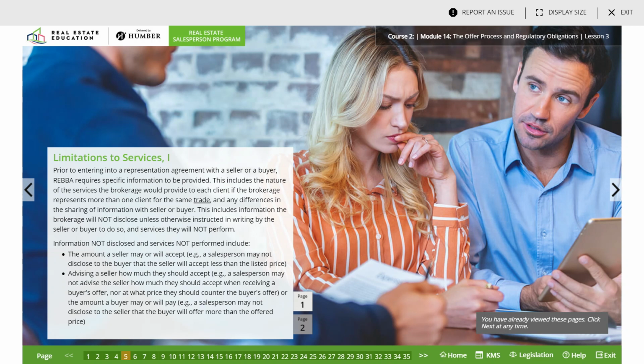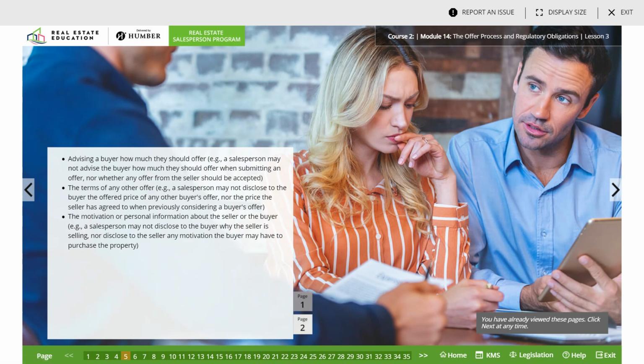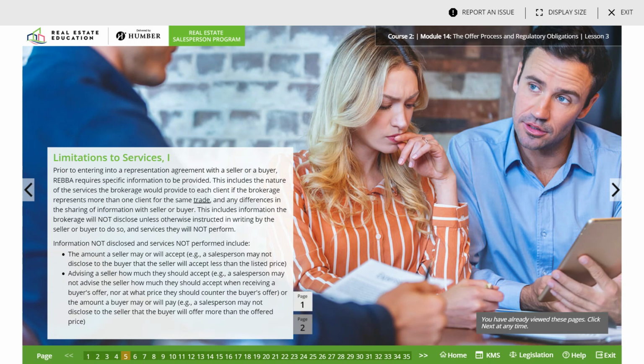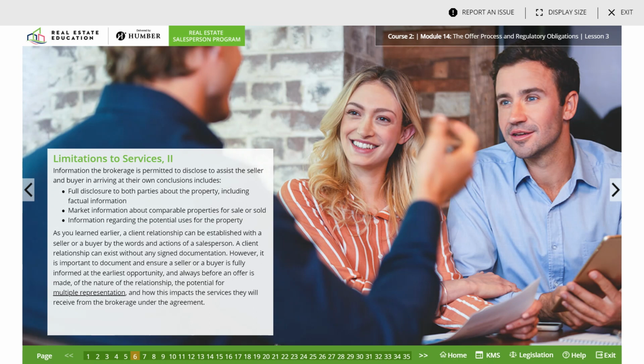Limitation of service. Information not disclosed and services not performed include the amount a seller may or will accept, advising a seller how much they should accept, advising a buyer how much they should offer, the terms of any other offer, and the motivation or personal information. So you cannot share this information if you're in a multiple representation.